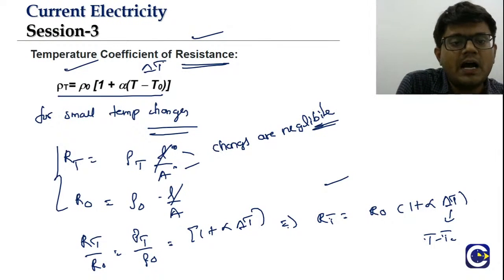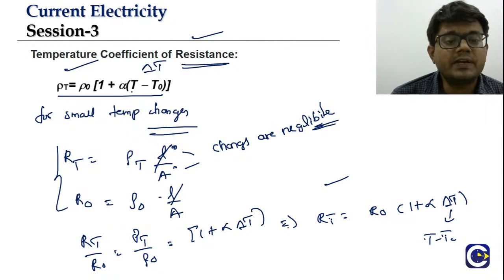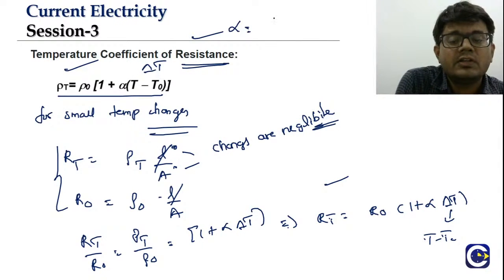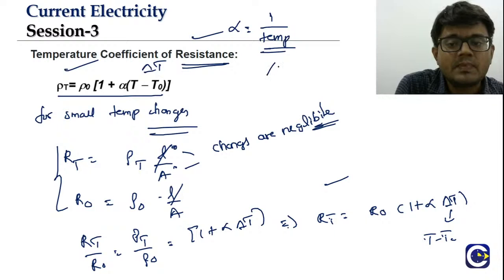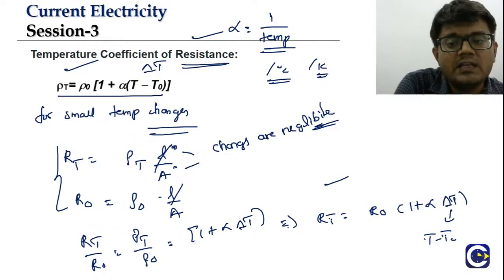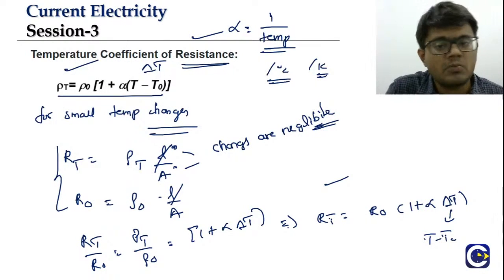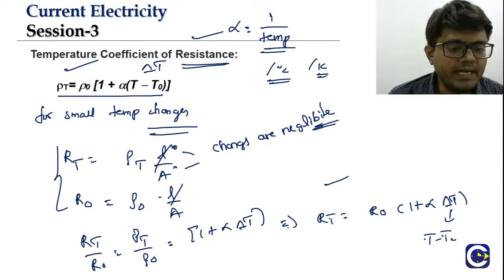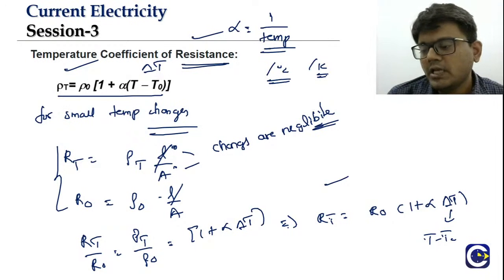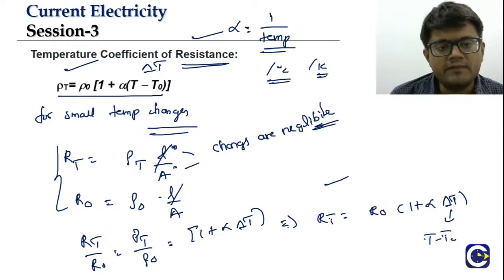Here, the units of alpha. What will be the units of alpha? Alpha will have the units of inverse of temperature, meaning per degree Celsius or per Kelvin. Either we can use per degree Celsius, or we can use per Kelvin. Okay, so that will be the units of alpha. The corresponding dimensional formula will also come. It will be what? 1 by temperature. The dimensional formula will be 1 by temperature. Okay? So this is about the units and dimensional formula for alpha.